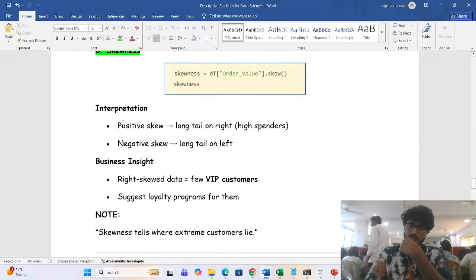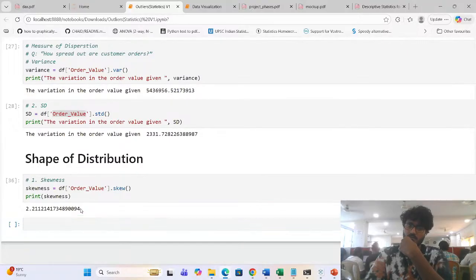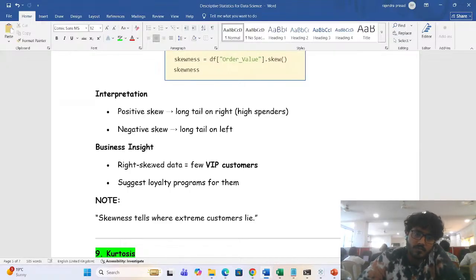Whenever in our example, we got what type of skewness? Positive skewness. Yes or no? So from this, what business insight can you give? Your data is right skew data because a few VIP customers are available. When you have a positive skewness, positive means more towards higher numbers. So you can think that you have few VIP customers.